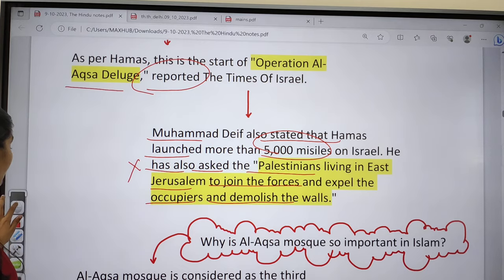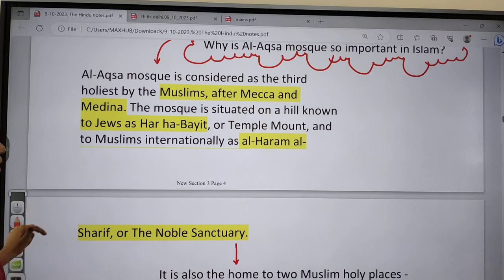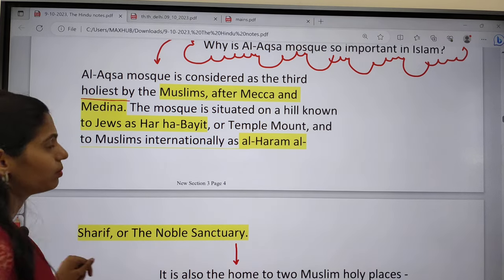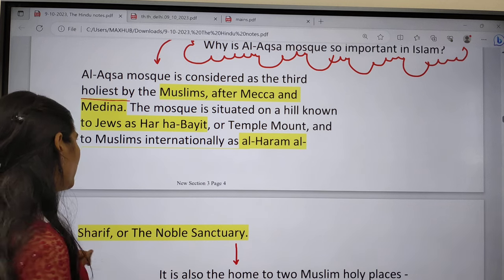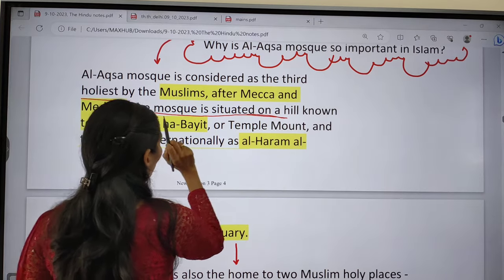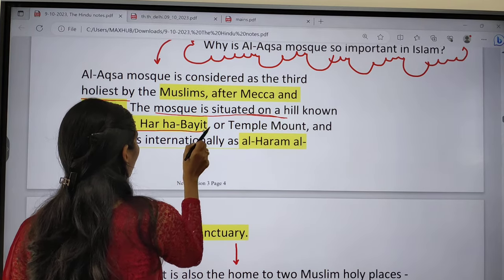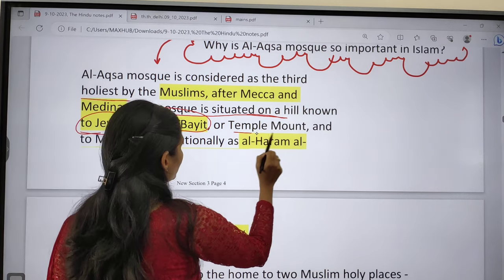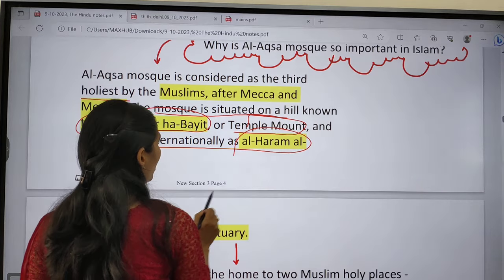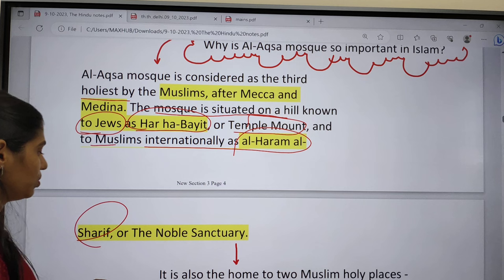And why is the Al-Aqsa Mosque very important in Islam? Actually, this mosque is considered the third holiest place by Muslims after Mecca and Medina. The mosque is situated on a hill. It is known to the Jews as Har HaBayit, or Temple Mount, and to Muslims internationally as Al-Haram Al-Sharif. So it is a noble sanctuary for the Muslims.